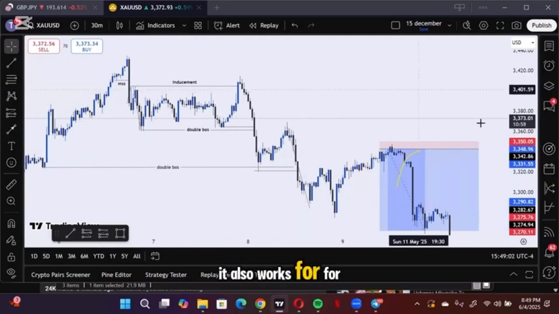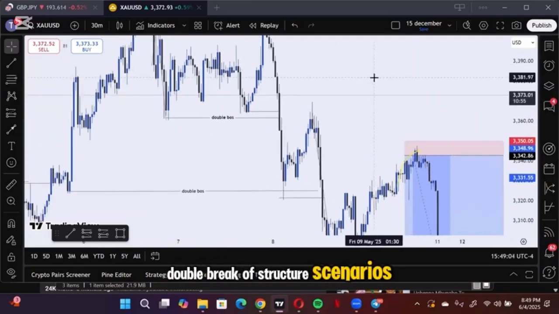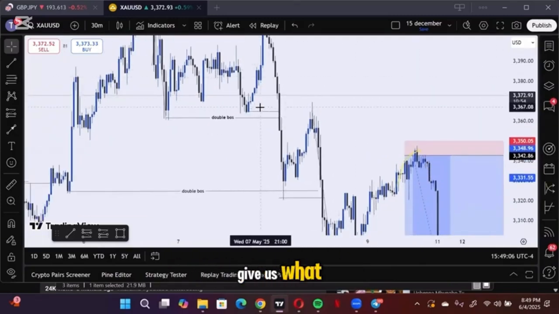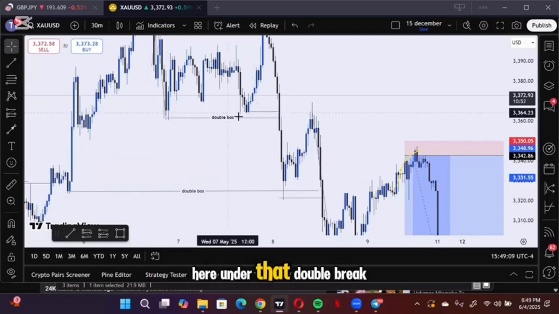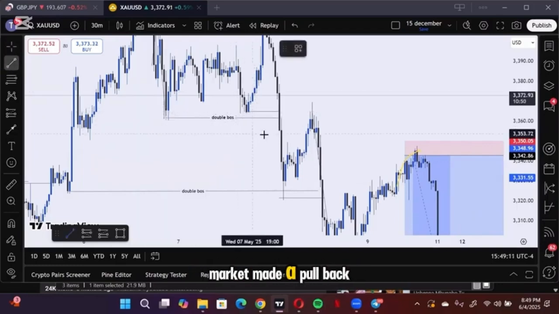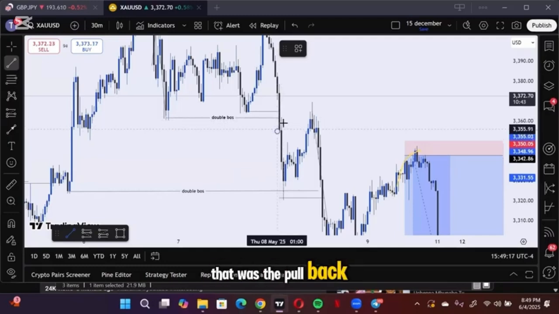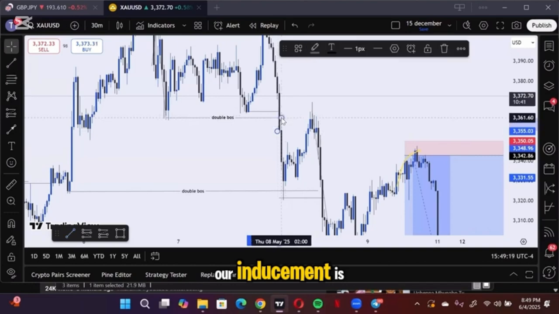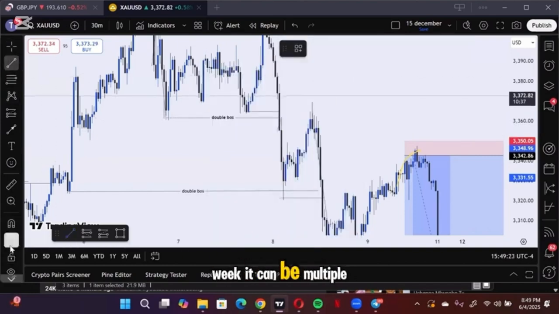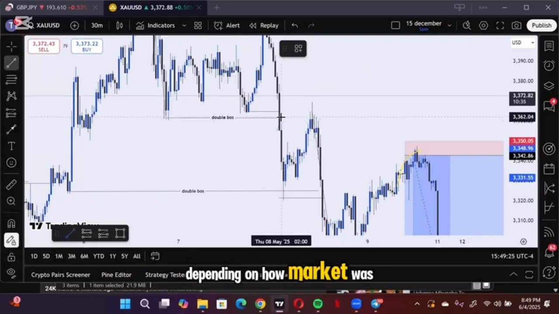It also works for double break of structure scenarios. In this scenario, when price gave us what? A double break of structure here, another double break of structure, market made a pullback. After this candle closed, it made a pullback, which is this candle wick. That was the pullback. This candle wick is what our inducement is. So it can be a wick, it can be multiple candles, depending on how market was reacting at the moment. But this is what our inducement is.